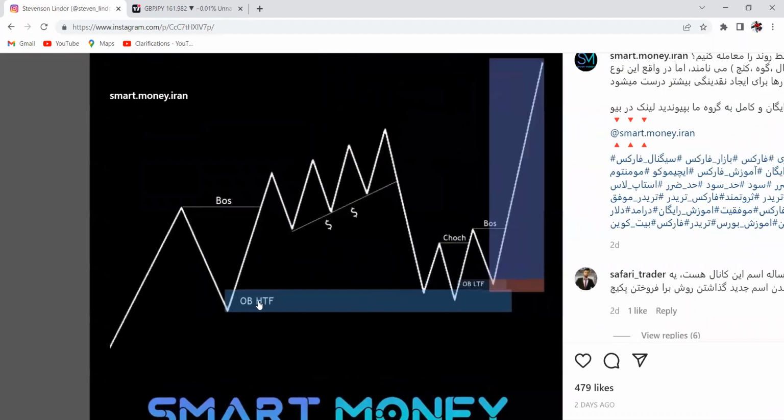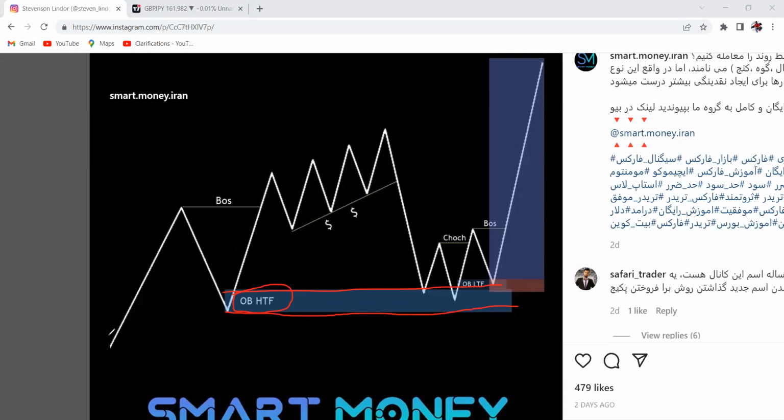The smart money concept. See, OB, so order block. HTF stands for higher time frame. So OB, higher time frame. That means you have to take a higher time frame setup. That's why I always tell you guys, make sure you go on the higher time frame first.